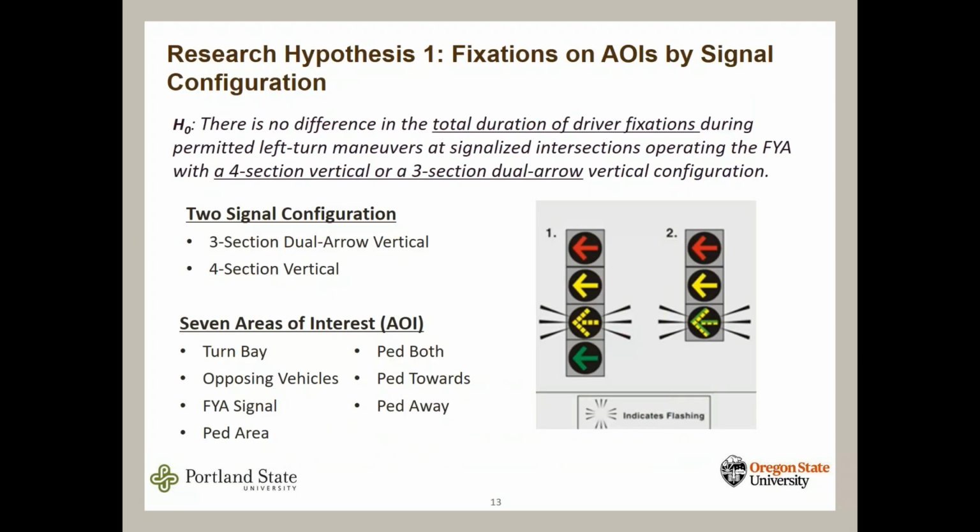So what are our specific research hypotheses and what kinds of data did we draw? So one topic was related to trying to differentiate the implications of this 4-section versus 3-section vertical signal head. So was there a difference in giving the signal head change for the presentation of the FYA or running the bimodal in the lower section? So we had 2 signal configurations of interest, and then all of those areas of visual attention. So did the shifting of the traffic signal heads influence the visual search task while a driver was performing their permitted left turn?